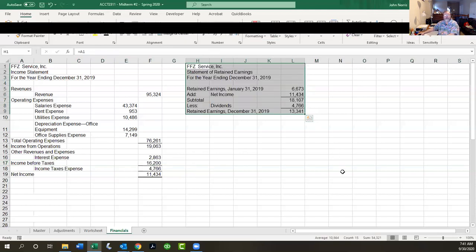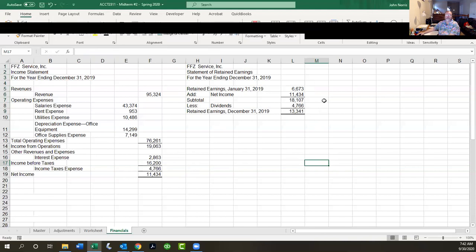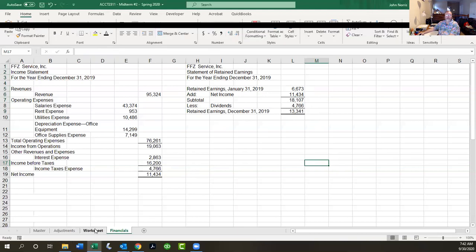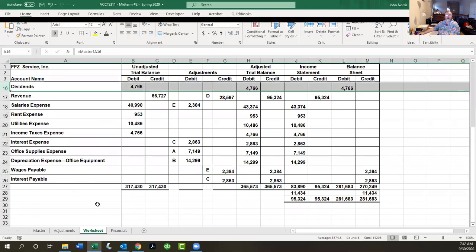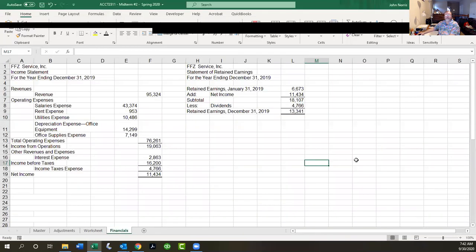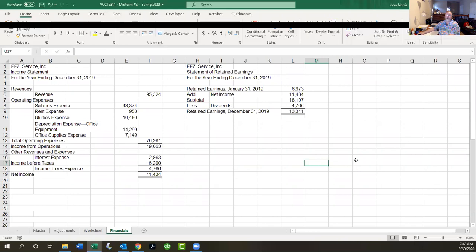The statement of retained earnings started with $6,673. We add in the net income that we just calculated, get a subtotal of $18,107. Subtract the dividends that are given. Dividends is on the worksheet. You can see that right here. And that gives you retained earnings at the end of 2019 of $13,341.